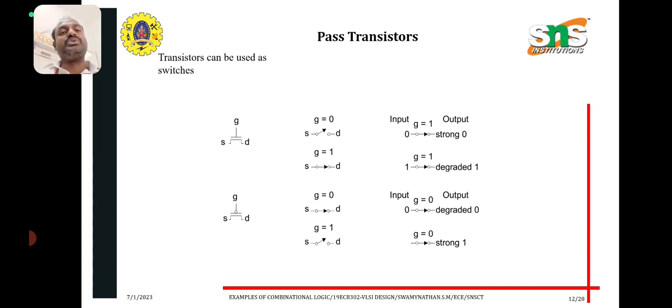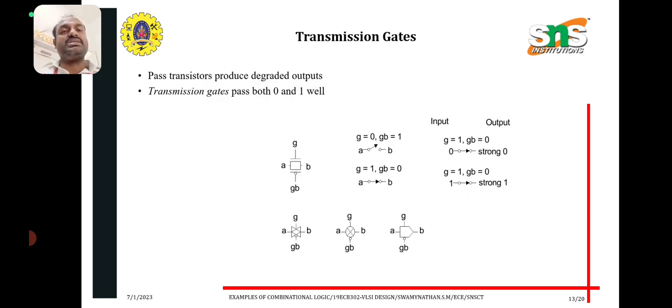That is, the output is a degraded 0. If the gate input G is equal to 1, then it is open. So the pass transistor is not enabled. And next, if G is equal to 0, it passes a strong 1. So this is the concept of pass transistor logic. Next topic, we will discuss the transmission gates.